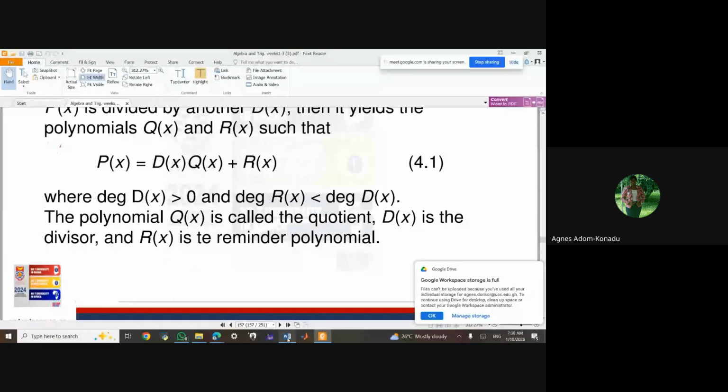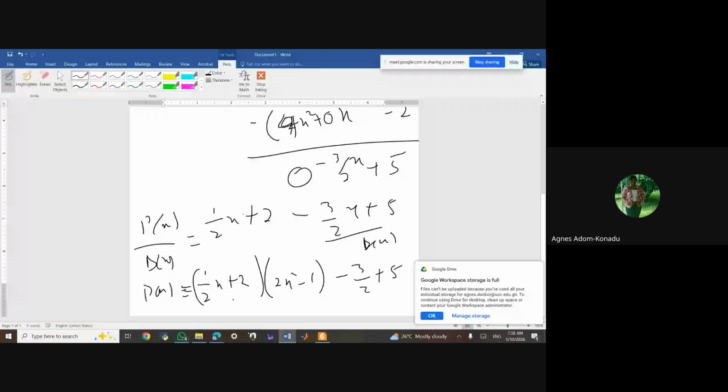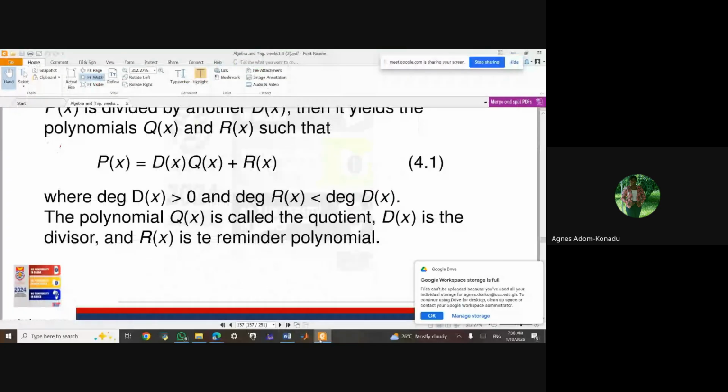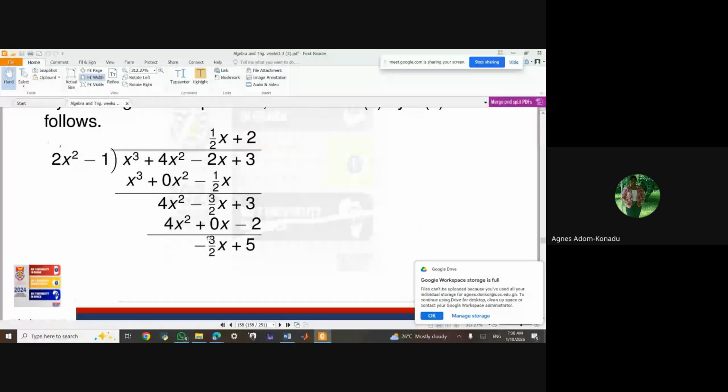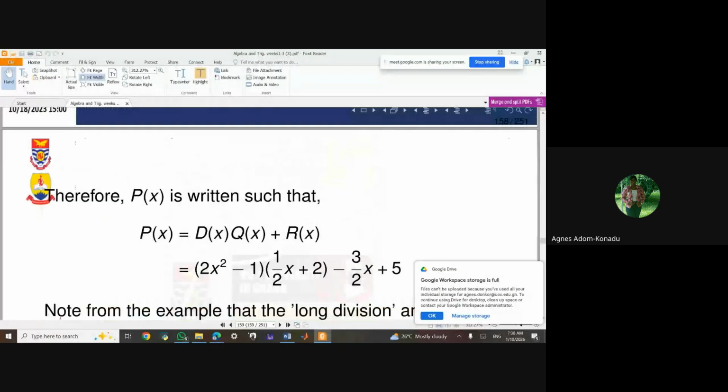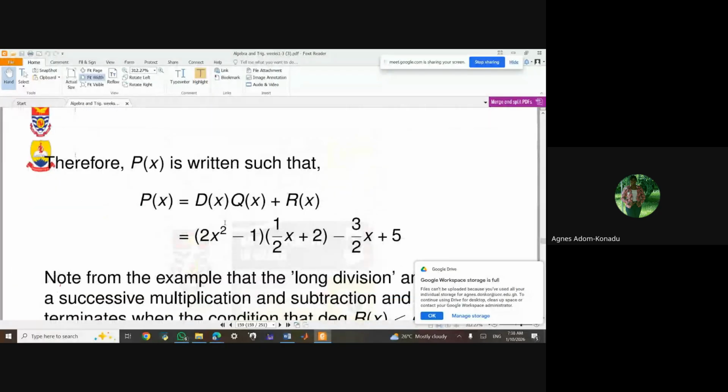So p of x is equal to the divisor times the quotient plus the remainder. Okay, so it's the same thing. We decided to write the quotient times the divisor minus remainder. It is plus remainder, but ours is negative. So this is the remainder, it's minus 3 on 2x plus 5. So when we write it, we get the divisor times the quotient, then plus our remainder, and our remainder is minus 3 on 2x plus 5.